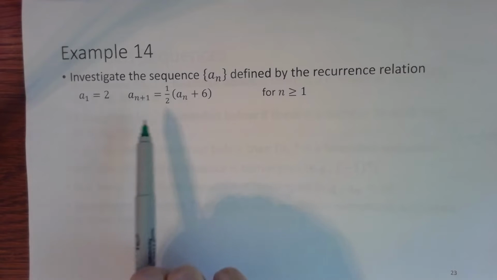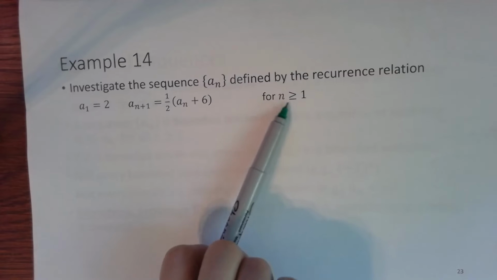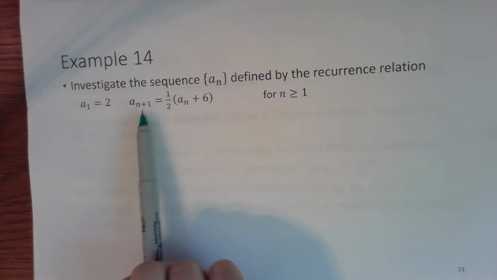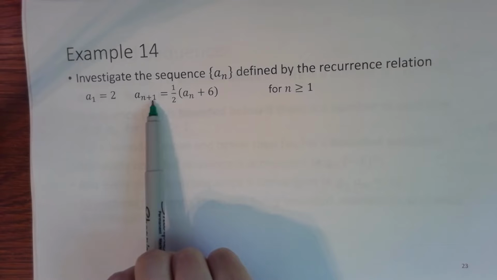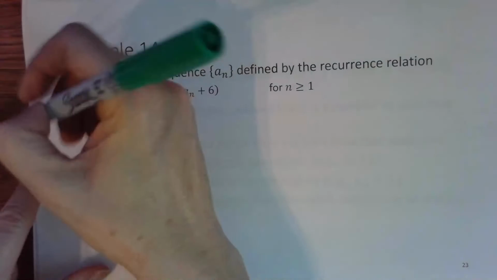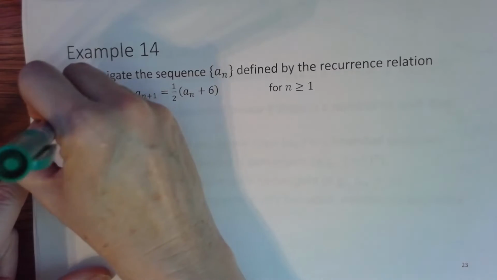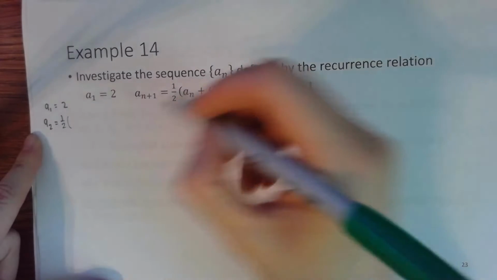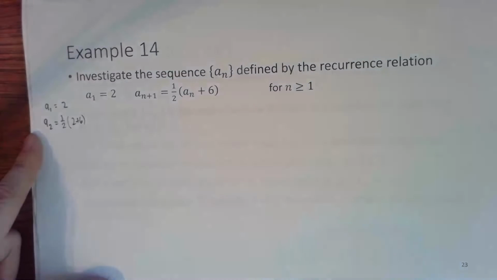If I want to find the second one, I'd have to put n equals 1 into this recursive definition here, and I could find a sub 2 by substituting 1 in here. So a sub 2 would be 1/2 of a sub 1 plus 6. We know that a sub 1 equals 2. A sub 2 would be 1/2 of a sub 1, which is 2, plus 6. So 1/2 of 8 is 4.